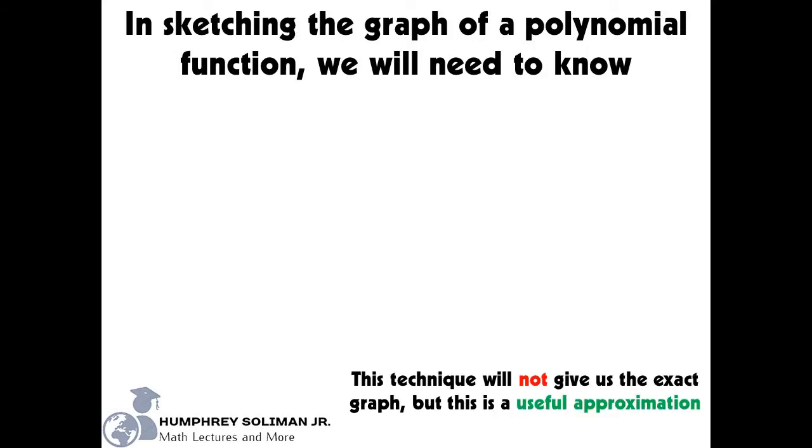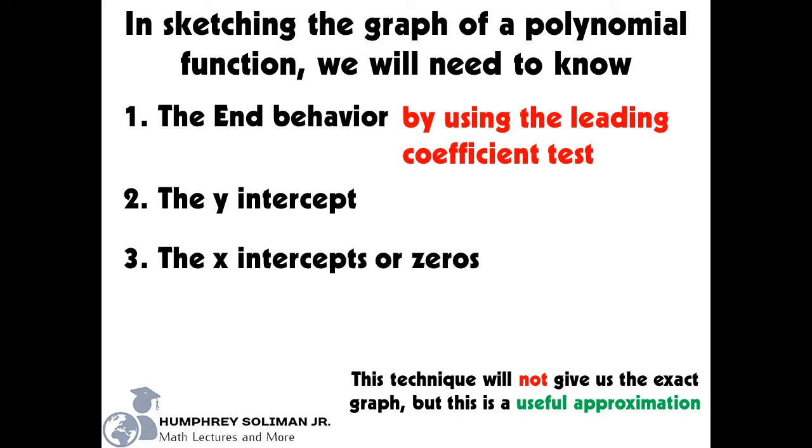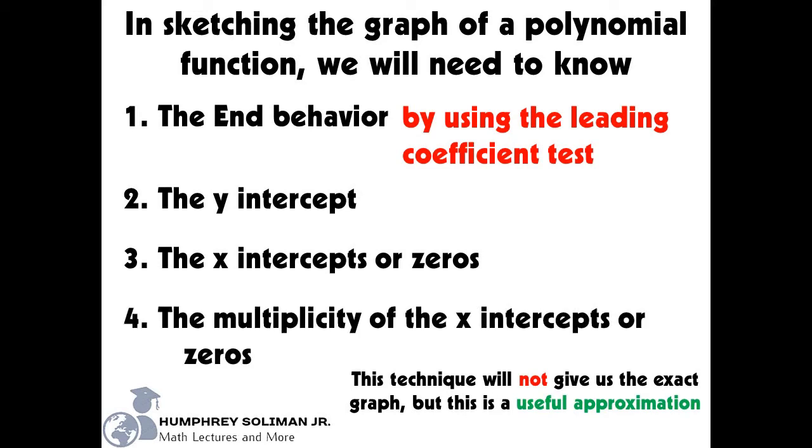In sketching the graph of a polynomial function, we will need to know: Number 1, the end behavior of the graph of the polynomial function, by using the leading coefficient test. Number 2, the y-intercept of the function. Number 3, the x-intercepts or zeros of the function. And number 4, the multiplicity of the x-intercepts or zeros. Please note that this technique will not give us the exact graph, but this is a useful approximation.